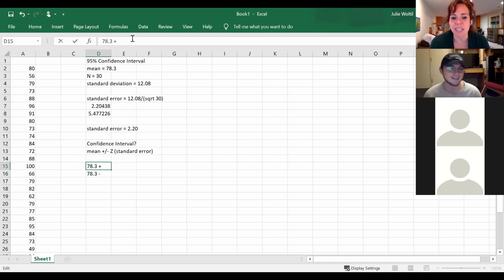Yeah, so what's my Z for 95% confidence? 1.96. Yep, so 1.96 times the standard error, which is what? 2.20. You got it. Okay, so this part looks very similar. I'm gonna copy it for ease of time. Okay, now we need to calculate it.